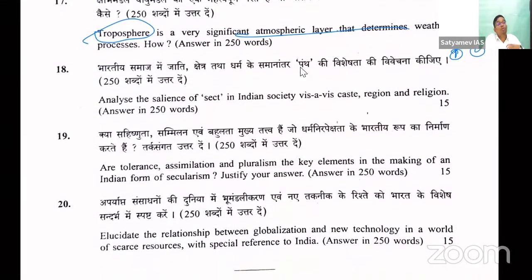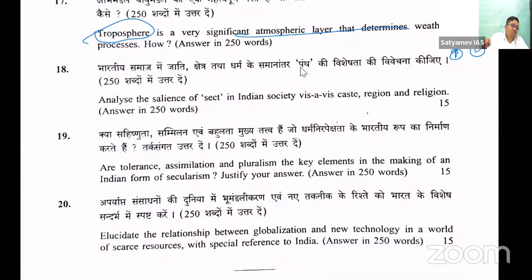All right. So you define sect first, and then you talk about sect vis-a-vis caste, or caste based sects. Why not? Caste based groups are there. Karni Sena, Ranveer Sena, all these are caste based groups. Even caste based groupings are present in some of the Naxalism which is there in Bihar. So this is sect vis-a-vis caste, and sect vis-a-vis region.